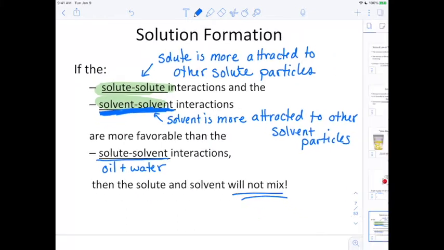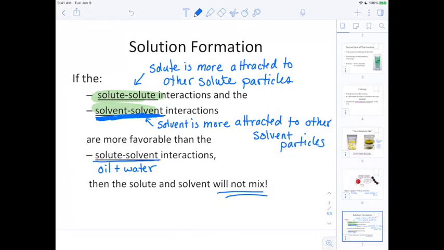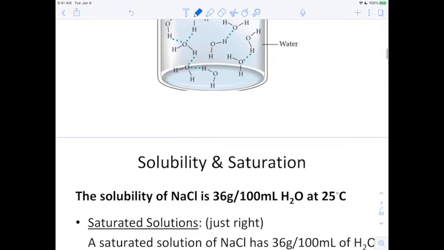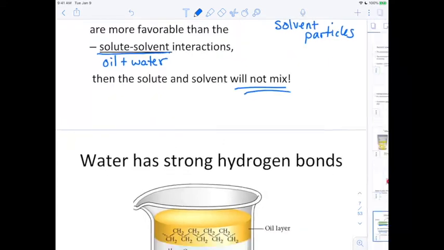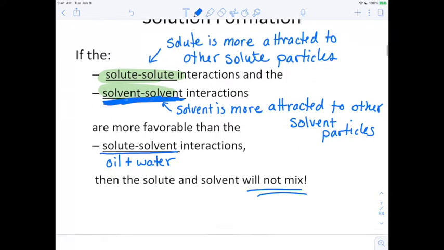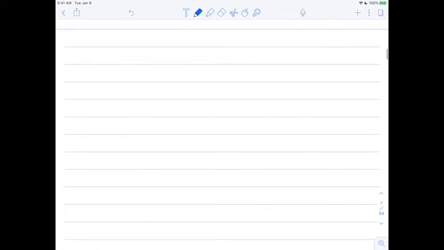Yes, so let's talk about water and salt. Jervin has a great question. If we have something like water, and I'm going to put my double negatives and my double positives because this can hydrogen bond, and we have salt, NaCl.